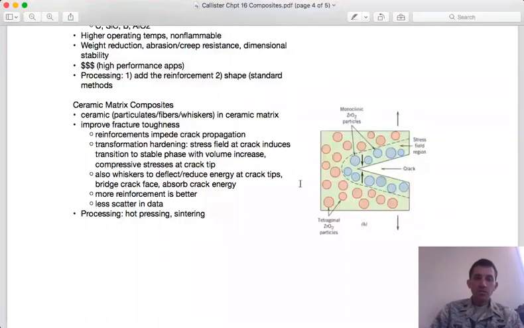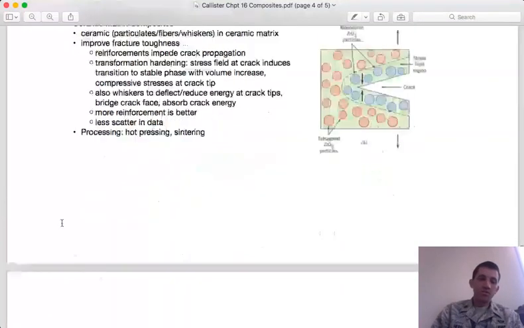Ceramic matrix, so processing was a difficult thing with ceramic materials in general, and we have a similar way here of creating this where you would have a hot pressing or sintering where you have a collection of these particles, and the matrix itself would be maybe particles you mix together, two different kinds of particles, and then you hot press or you sinter, and you end up with a solid material.